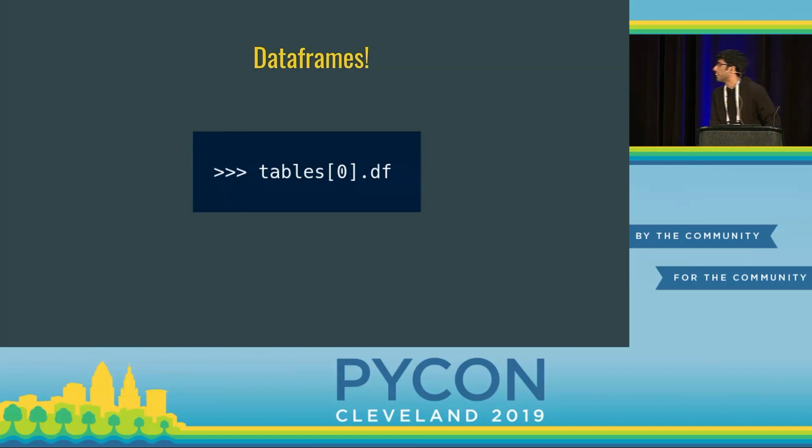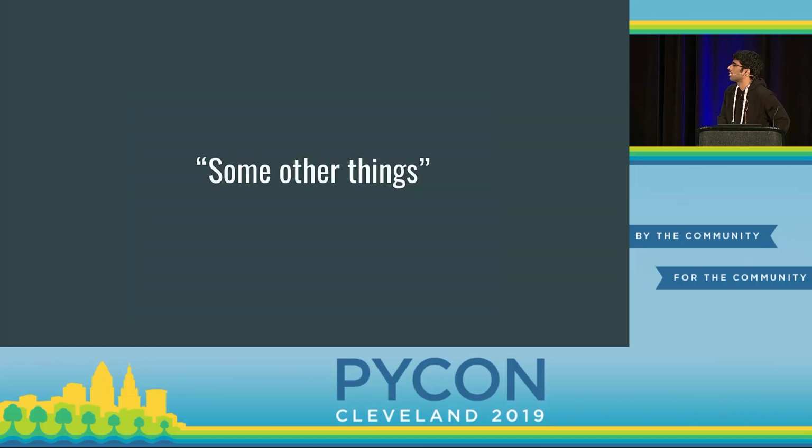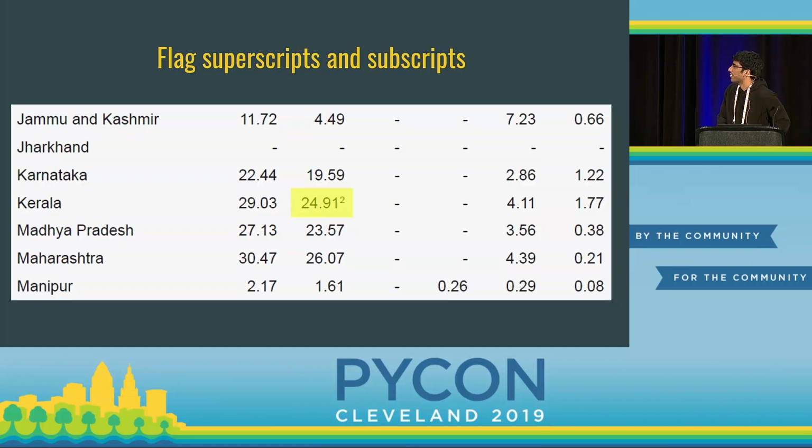Each table is a pandas data frame, which can be easily integrated into ETL and data analysis workflows. You get a parsing report for each table, which tells you the accuracy with which the text was assigned to a table cell, and the percentage of empty cells in a table, with which you can discard bad tables. And there are some other things, like you can flag superscripts and subscripts.